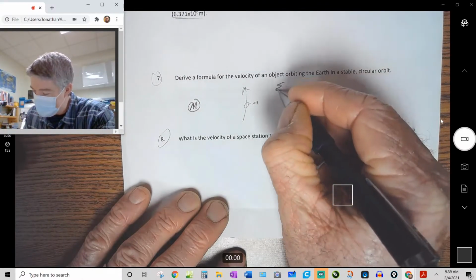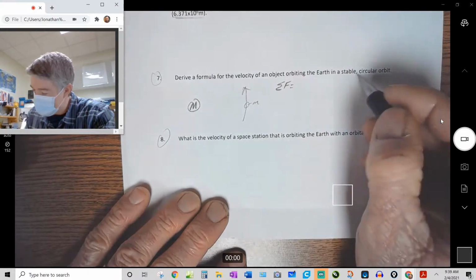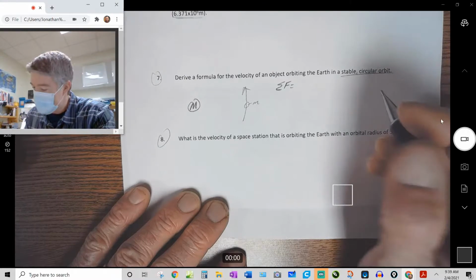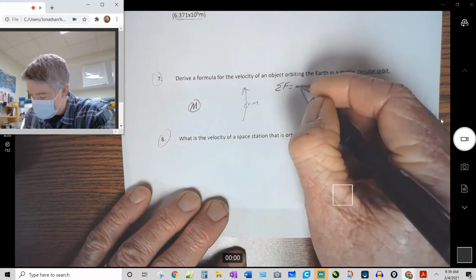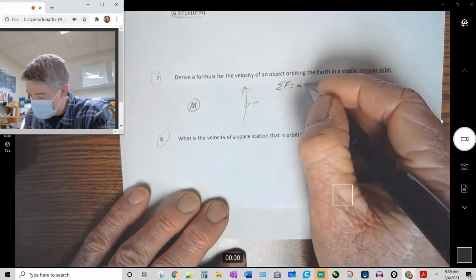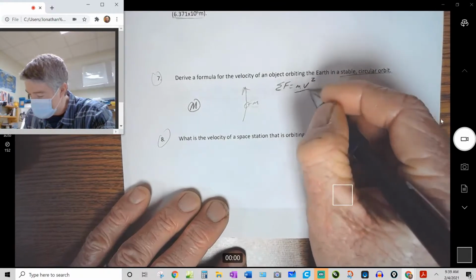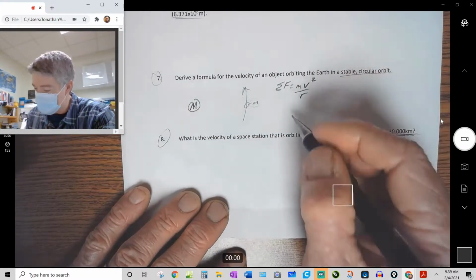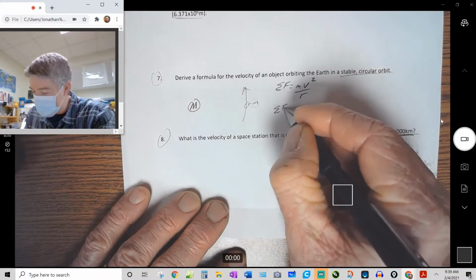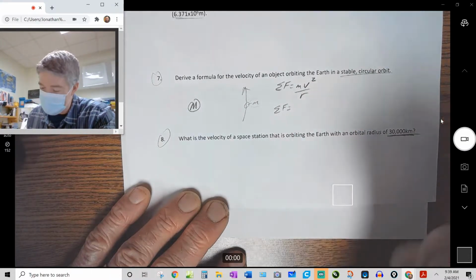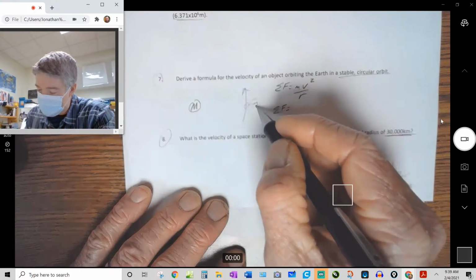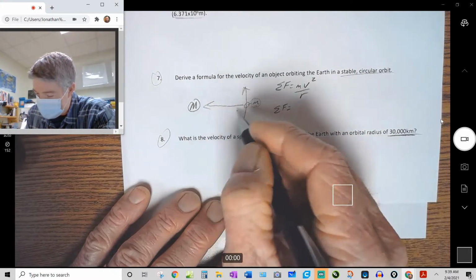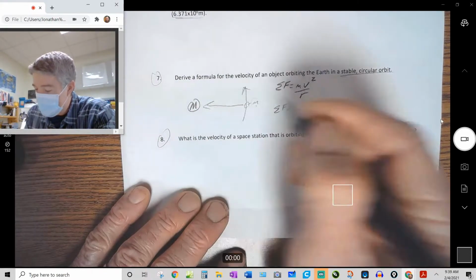So the net force, anytime you've got something in a stable circular orbit, meaning constant speed in a circle, is the mass of the thing. This thing's going to be my little m times v squared over r. That's the net force, because the acceleration is v squared over r. And the net force is also the sum of all the forces acting on the object. So the net force on this object, there's just one force acting on it, and it is the centripetal force.